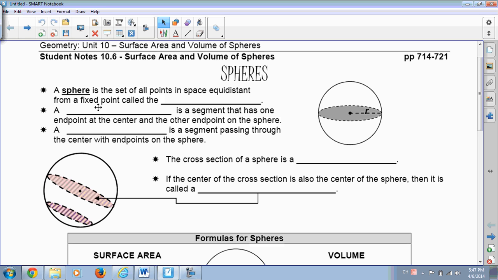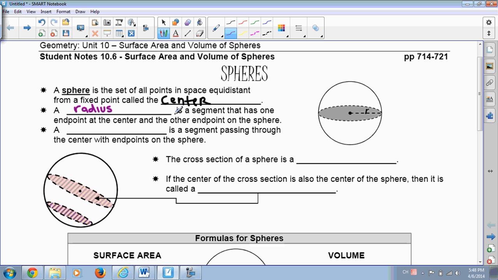A sphere is a set of all points in a space equidistant from a fixed point called the center. Obviously, the very middle point in this sphere, equidistant from all the edges, is called a center. The second blank, a blank is a segment that has one endpoint at the center and the other endpoint on the sphere. So that's actually the picture right here. One endpoint in the center, the other endpoint on the end of the sphere. So that would be a radius.